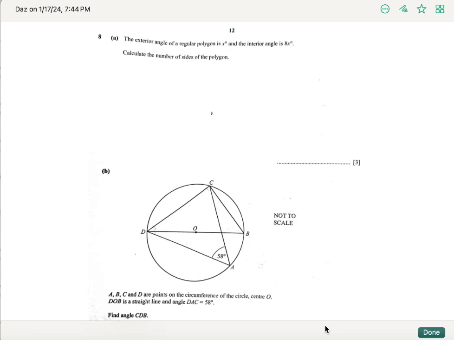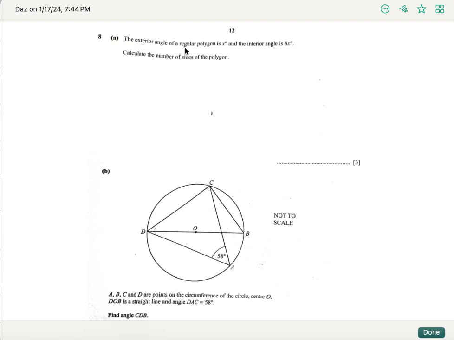And today we are looking at the IGCSE past papers 2018 paper 4-1 and question number 8. Here we'll be looking at angle properties, polygons, sequences, vectors and so forth. Now let's take a look at this very first question.